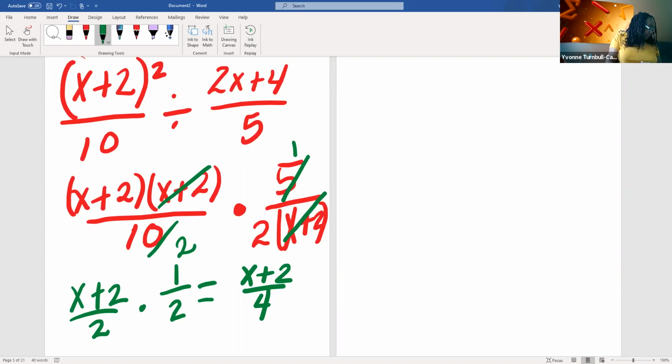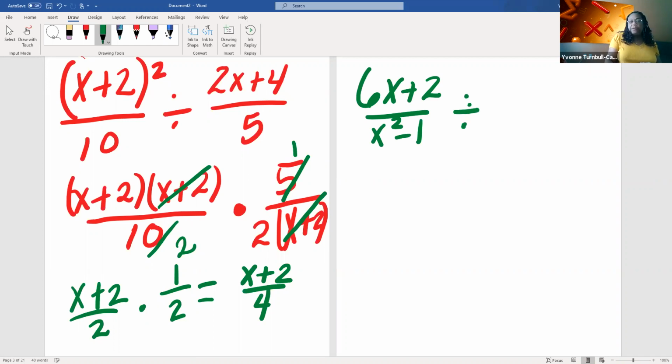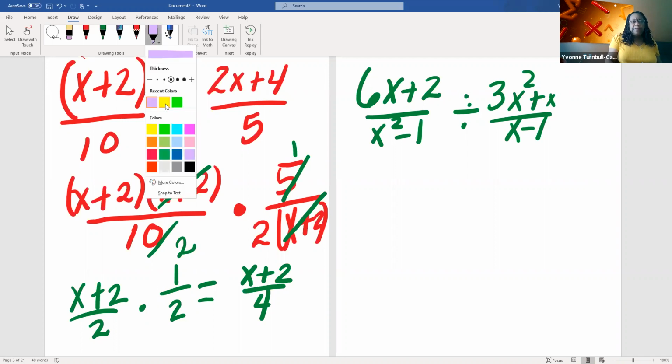All right, let's see. We have 6x plus 2 over x squared minus 1. And this is being divided by the root of 3x squared plus x over x minus 1. Okay, I want to know if you notice what I notice. You have to know your square root. First, give me a perfect squares in order to be able to identify things we see.